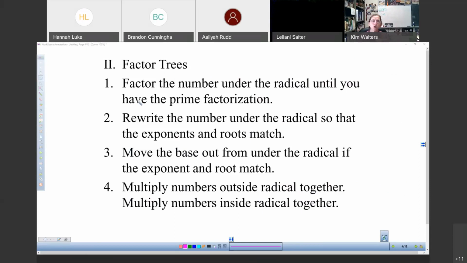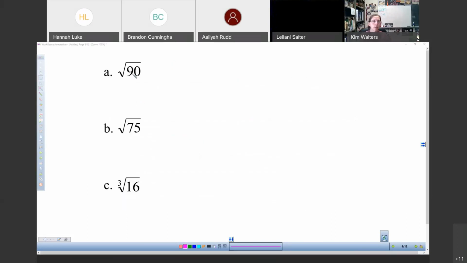So to use factor trees, we're going to factor whatever our number is that's underneath our radical until we have what's called prime factorization. Prime factorization means at the end of my branches, I have nothing but prime numbers: 2, 3, 5, 7, 11. Those are prime numbers. And then we're going to rewrite this so that we can pull things out. I'm going to walk through these steps for you, so you can write that down or take a screenshot or print it off.